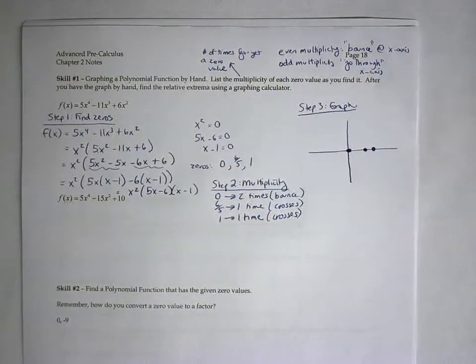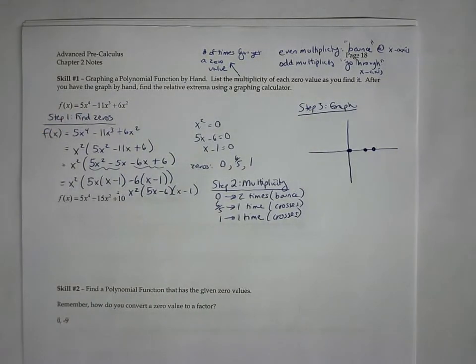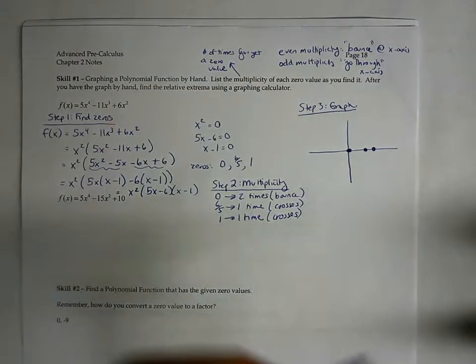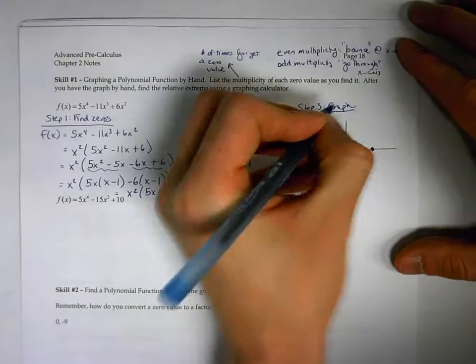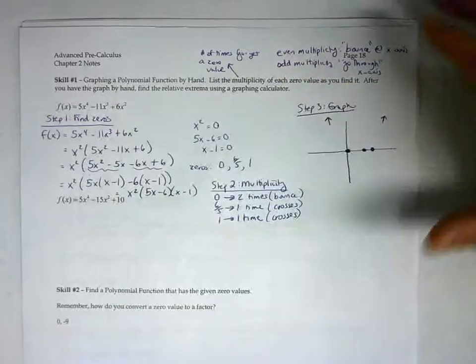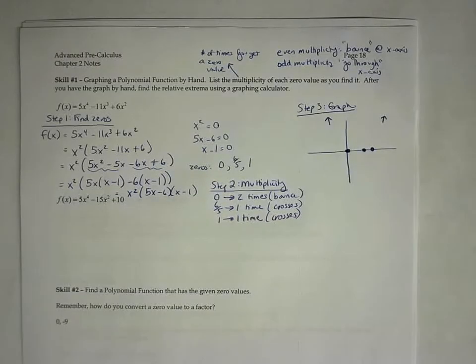Now we know our end behavior as well. Right here, 5x to the 4th, that's a leading coefficient that is positive and even. Positive and even means that in the end, both sides are going to be up and up.